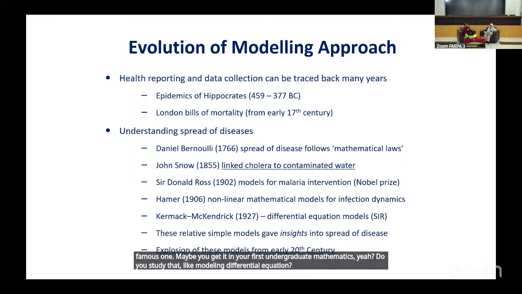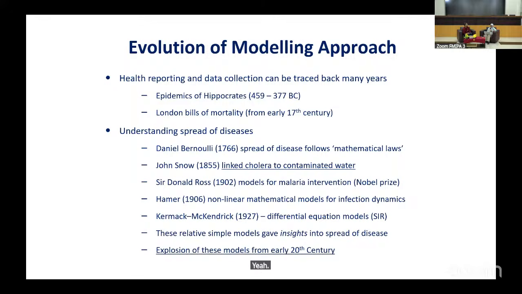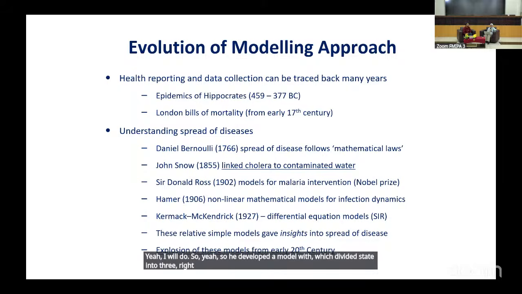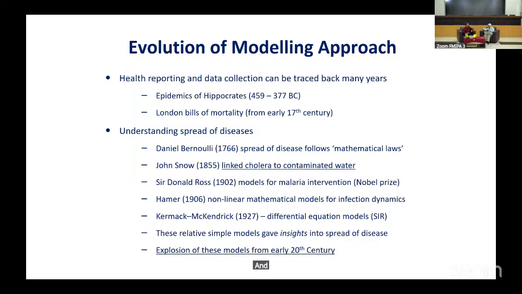Yeah, good. So he developed a model which divided the population into three states: susceptible, infected, and recovered. It's very famous, and variants of it are in use now. It has been applied to many communicable diseases, infectious diseases.